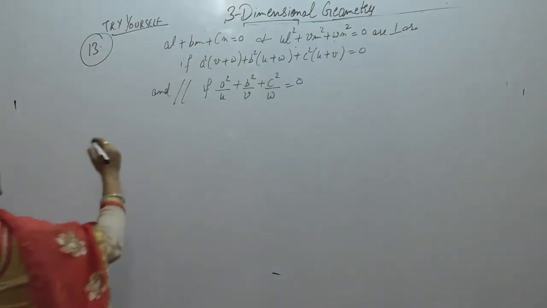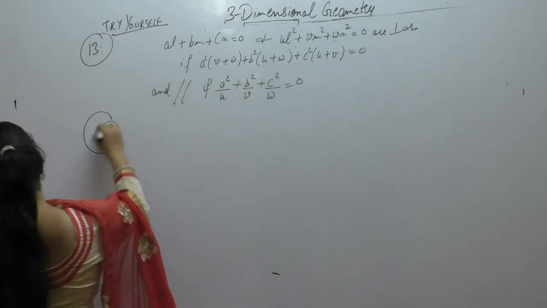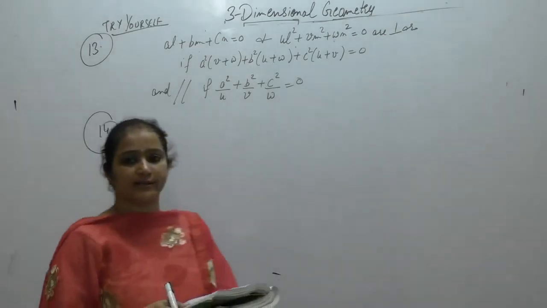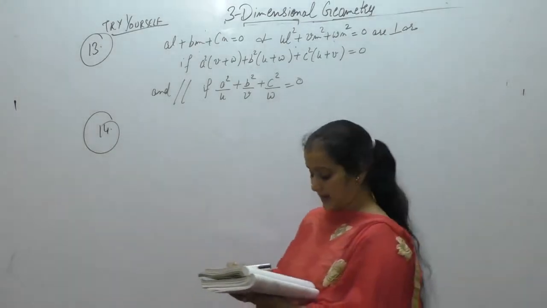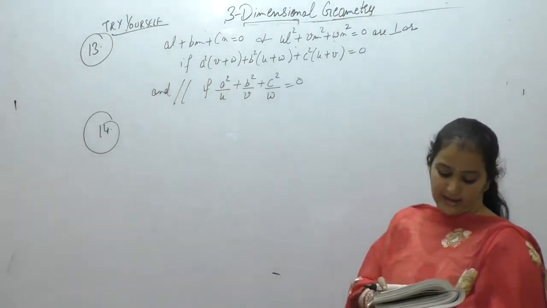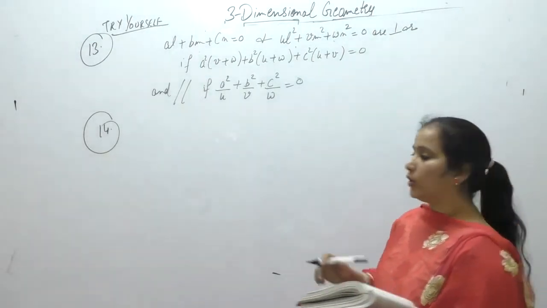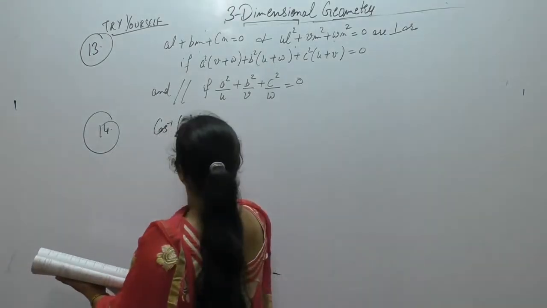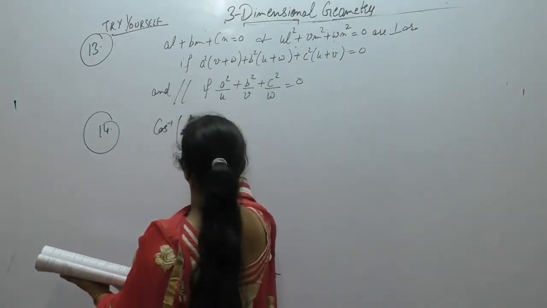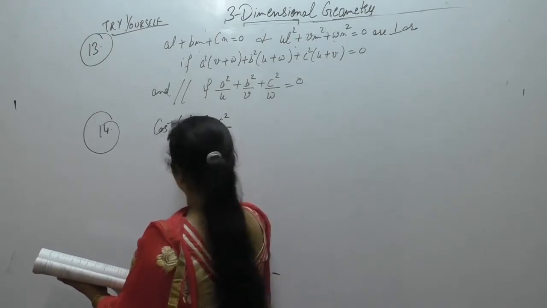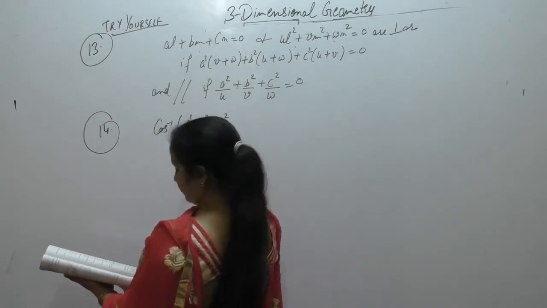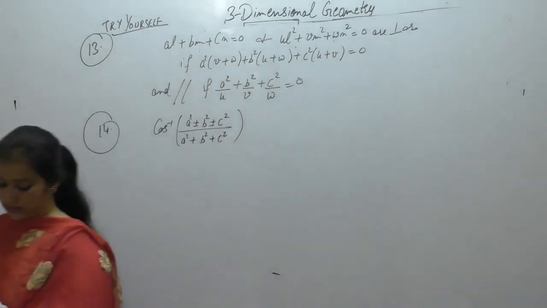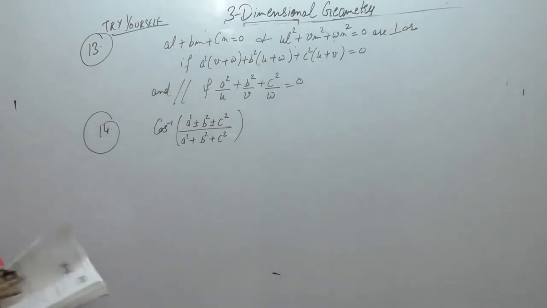Now the next one is: if the edges of a rectangular parallelopiped are a, b, c, prove that the angle between the four diagonals is given by cos inverse of (a square plus minus b square plus minus c square) upon (a square plus b square plus c square). Let O be the origin.